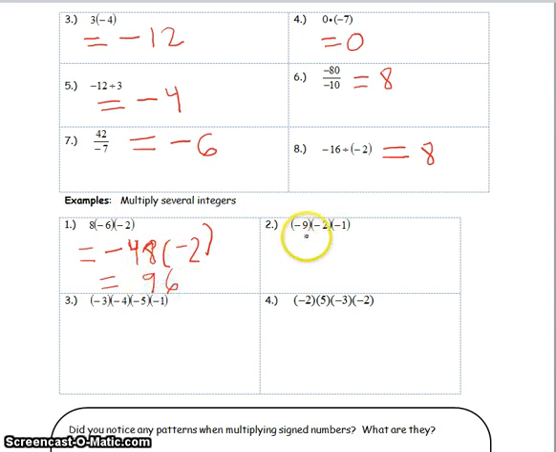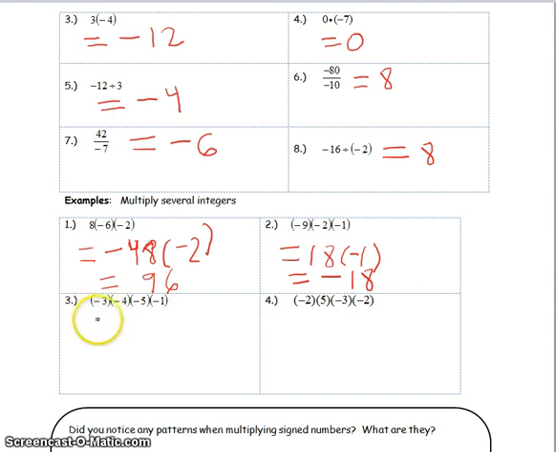Now we go on to problem number 2. Negative 9 times negative 2 will give us a positive 18. And we bring down our negative 1. Positive 18 times negative 1 will give us a negative answer, and 18 times negative 1 will give us a negative 18.